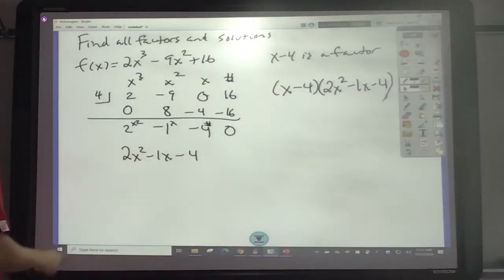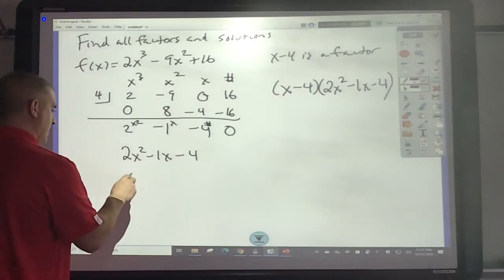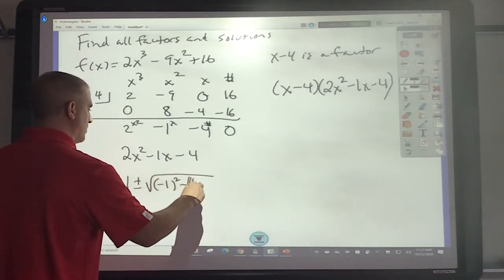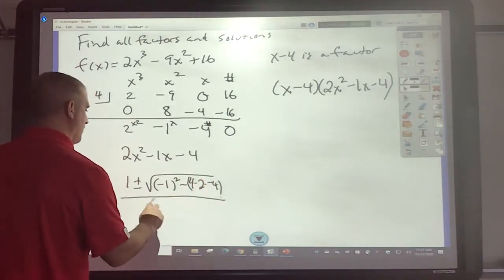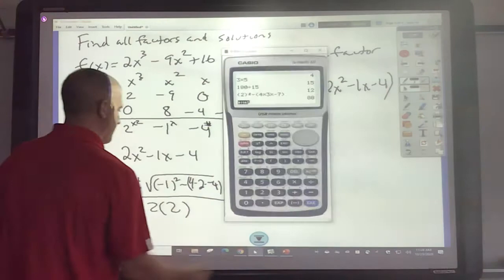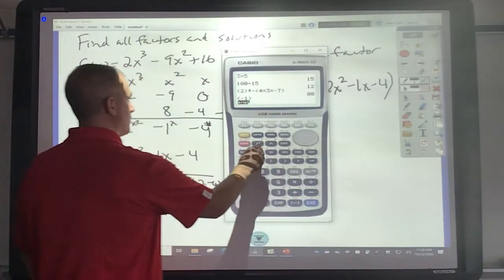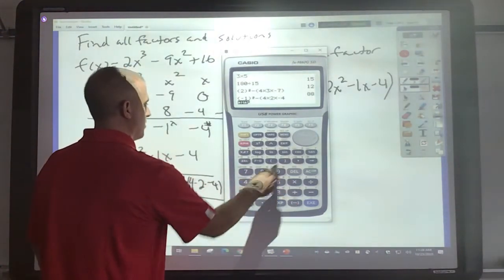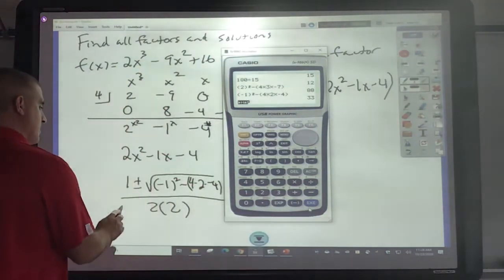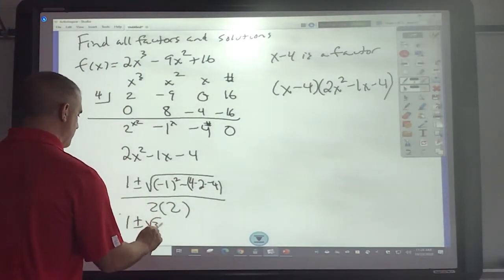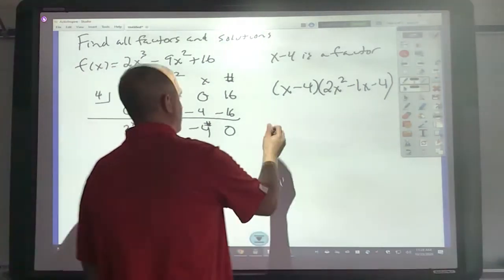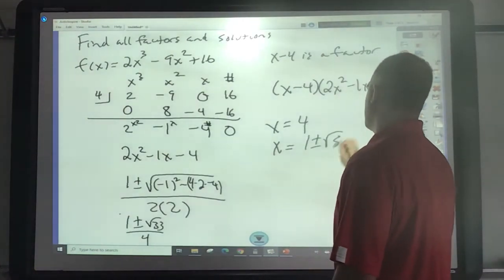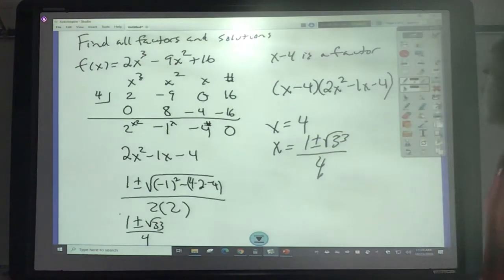Now, to find the solution out of that, we're going to do the quadratic formula. Negative b plus and minus the square root of negative 1 squared minus 4 times 2 times negative 4, all over 2 times 2. Okay, let's figure out the part underneath the square root. Negative 1 squared minus 4 times 2 times negative 4, and you get 33. That's 1 plus or minus the square root of 33 all over 4. Okay, so my solutions were x equals 4 and x equals 1 plus or minus the square root of 33 all over 4.